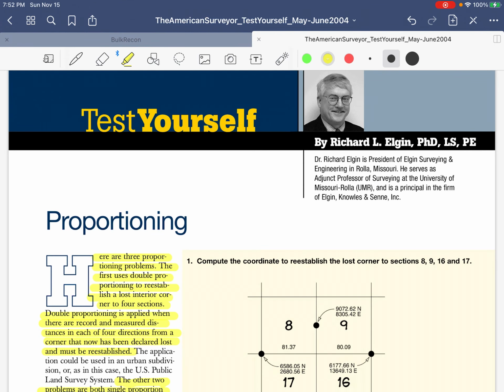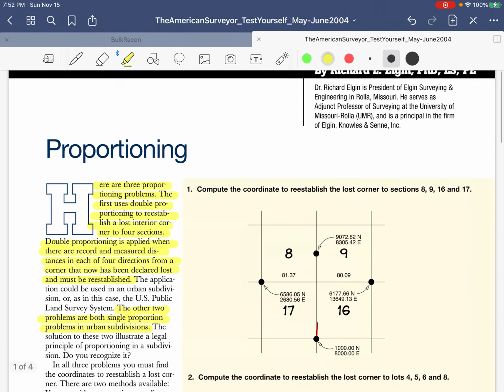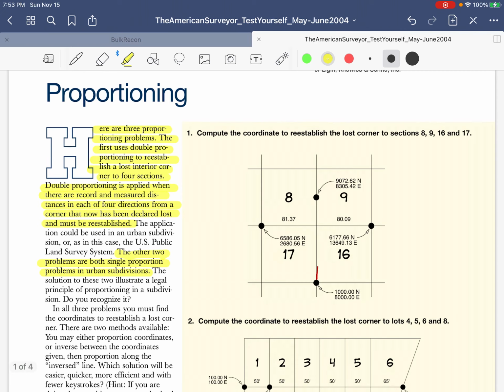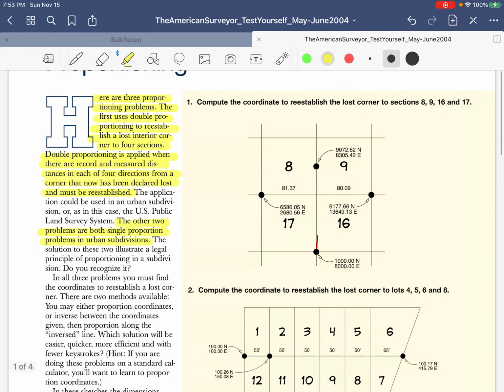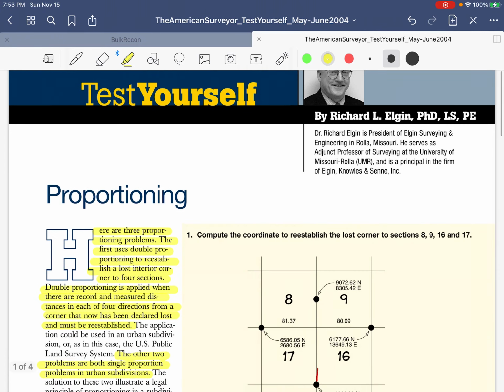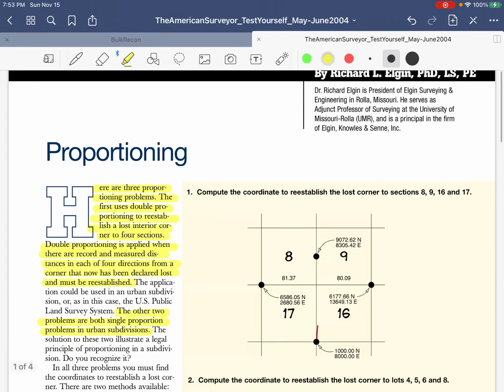Okay, everybody. I'm going to try and go through the proportioning problems that I gave out in class the last time we met. I know we went through the first two of these problems, but I'll try and go through them again. This is something I've used to try and demonstrate this idea of proportioning. It's a pretty important concept in surveying, and I just wanted to read from the very beginning here.